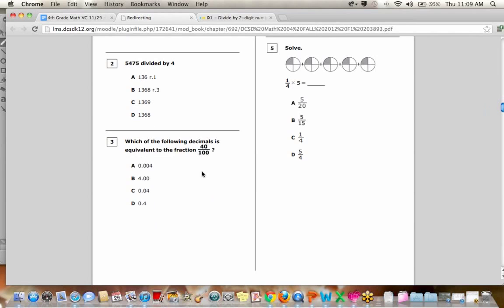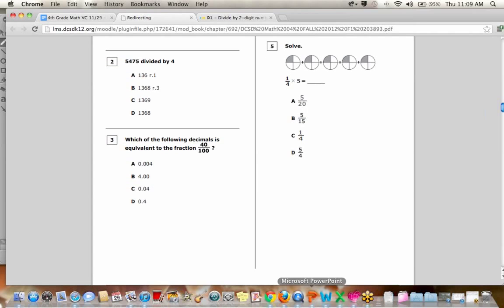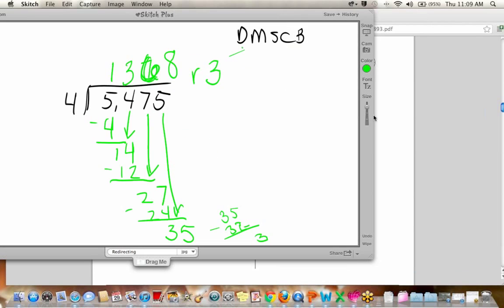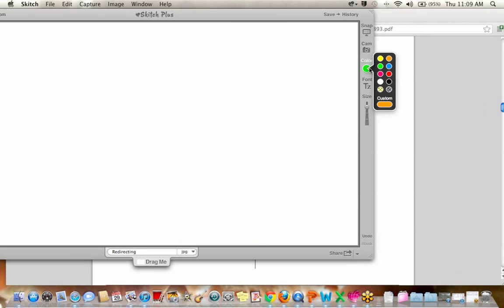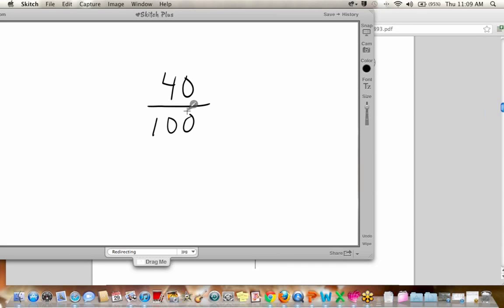Oh, this is something that maybe you haven't seen before. Which of the following decimals is equivalent to the fraction 40 hundredths? Well, I'm going to go and clear this page. Okay, so I have 40 hundredths. And I'll just give you a little hint. When I have two numbers like this that both end in 0, sometimes it's just easier if I get rid of those zeros. I can take one off the top and one off the bottom, and then I'm working with a smaller number and it's even easier.